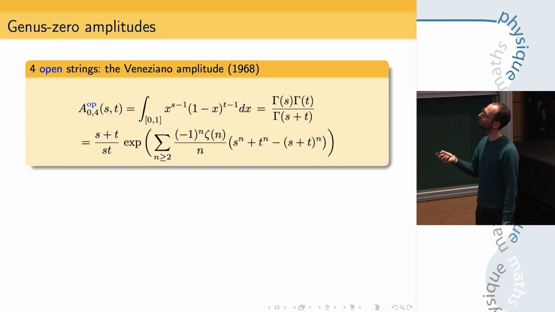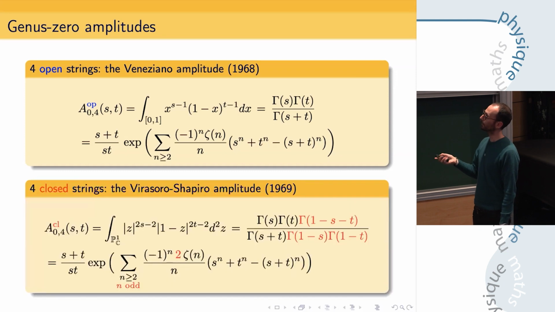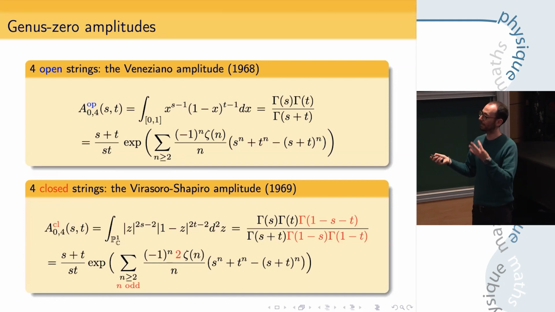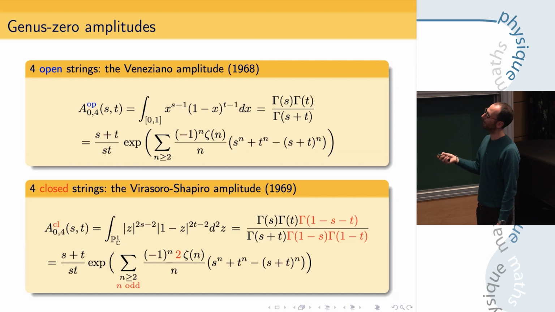So this x is really the 4th puncture on the real line. And in the closed string case, now you don't have the real line anymore. In the closed string case, you have the Riemann sphere. And you have, again, these 4 strings, but then you can fix 3 at 0, 1, infinity, and you only integrate over one of the strings' position, which is this z.